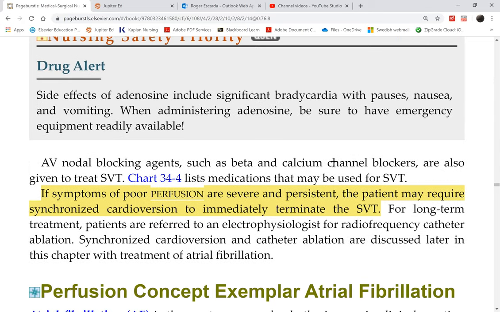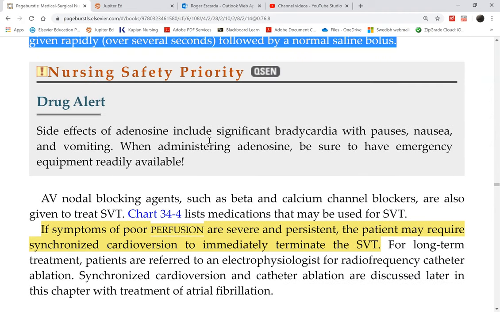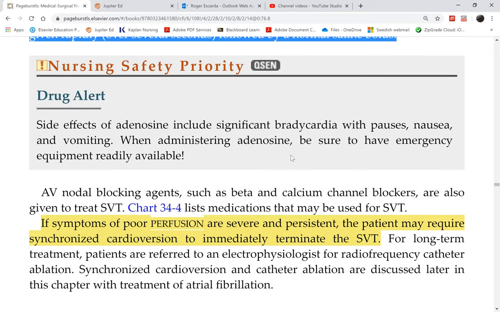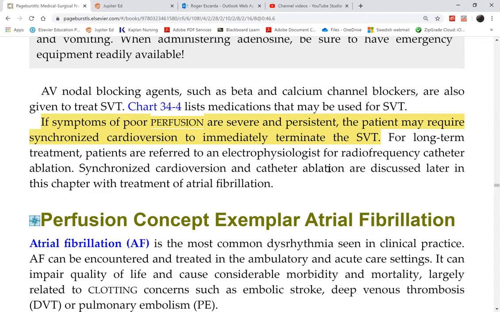Is this drug painful when you give it? No. The patient usually, if not unconscious already, is semi-conscious because they're definitely already symptomatic with SVT. You saw what it looked like. It's a non-perfusing rhythm. So the patient will be either already in syncope or near syncope. So they're not totally with it.